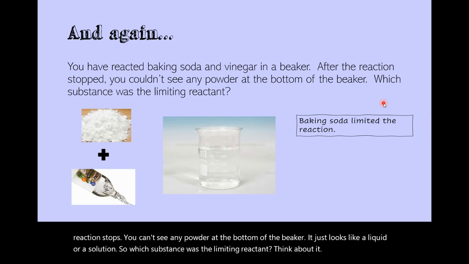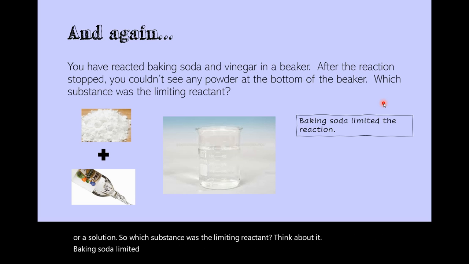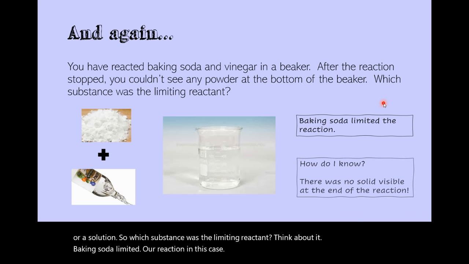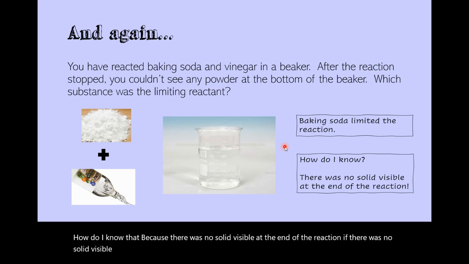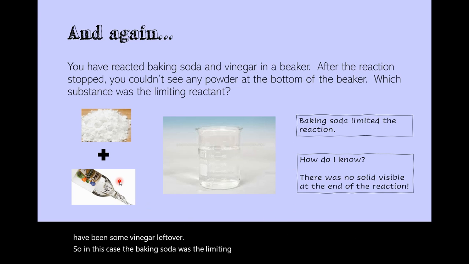Baking soda limited our reaction in this case. How do I know that? Because there was no solid visible at the end of the reaction. If there was no solid visible, that means the baking soda, the powder, was completely used up and there must have been some vinegar left over. So in this case, the baking soda was the limiting reactant and the vinegar was our excess reactant.